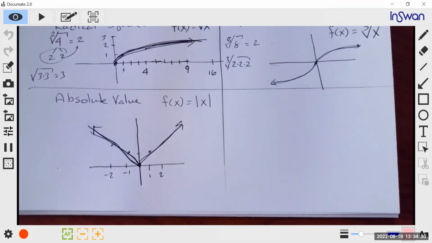So I'm not going to get into logarithms and exponentials just yet. We'll do that in chapter 5. But the graphs of logarithms and exponentials.